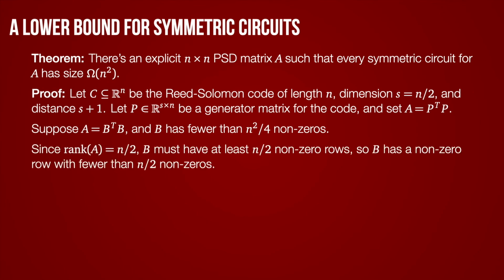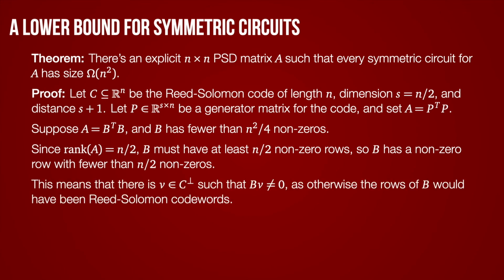The first thing to observe is that the rank of A is n over 2. This is the dimension of the subspace. So B must have at least n over 2 non-zero rows, since otherwise the rank of B and also the rank of B transpose B is less than n over 2, so it cannot equal A. So since B has many non-zero rows, by an averaging argument, there must be a non-zero row that nevertheless has fewer than n over 2 non-zeros.